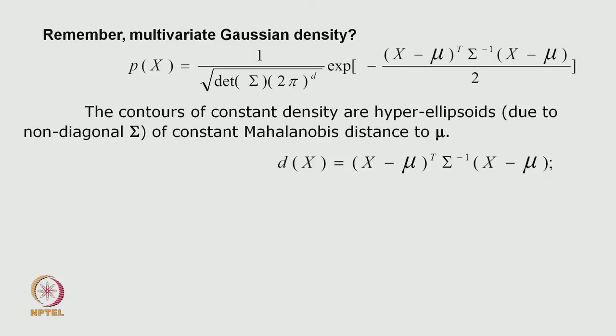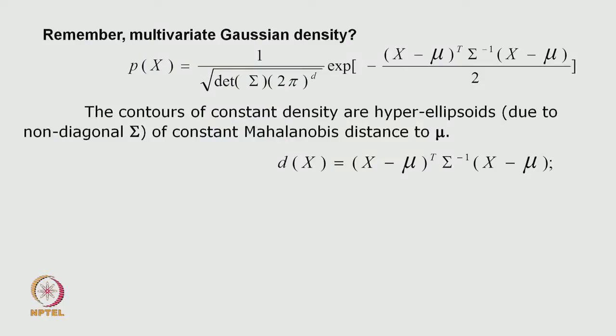Now, we had seen at the end of the last class what are called contours of constant density, due to the non-diagonal elements of the covariance matrix, which are of constant Mahalanobis distance. We will define this very soon, distance to the mean of the data, and that is given by this function d of x. So, this is where we almost stopped, although we would not have talked explicitly about what are called hyperellipsoids, we will do that, which is dictated by the non-diagonal terms of the covariance matrix.